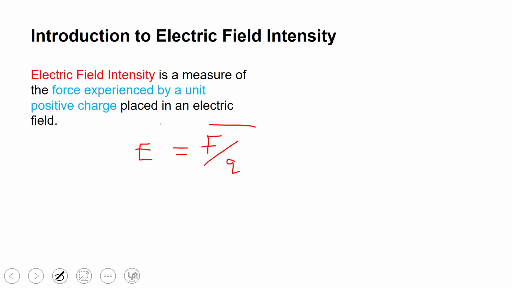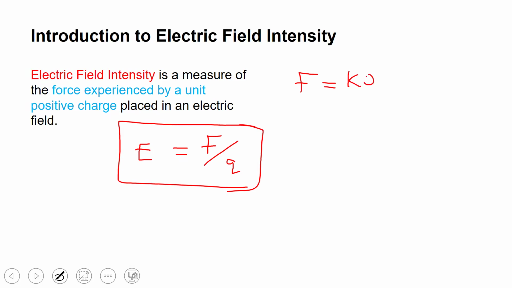So this is the formula for electric field intensity. Electric field intensity is equal to force all over charge. And remember, from one of our previous videos, we described Coulomb's law, where we have force F is equal to K Q1 Q2 all over R square.